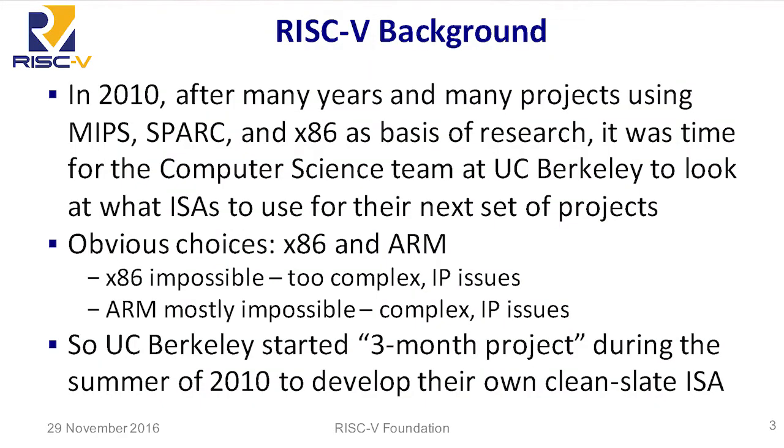So you might know this stuff comes from Berkeley. Back in 2010, they were looking at, hey, what are we going to use as the basis for our next generation of research in terms of ISA? And they've done a bunch of different things in the past. Two obvious choices were x86 and ARM. Lots of issues from complexity to IP.